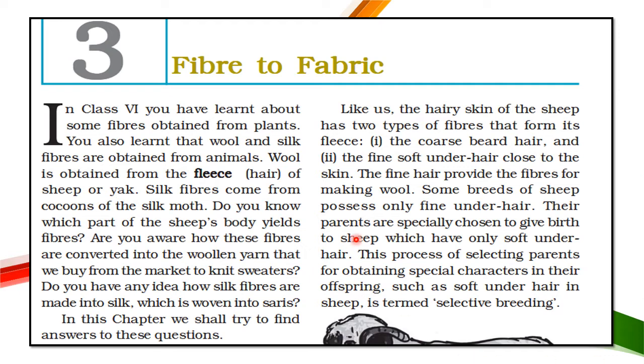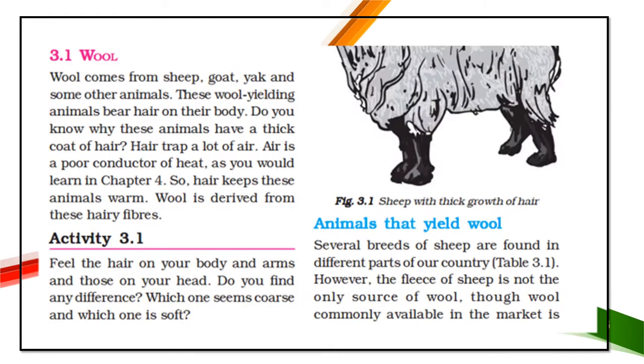Please underline, this question is very important. This process of selecting parents for obtaining special characters in their offspring, such as soft under hair in sheep, is termed selective breeding. Underline, very important, can be asked for 2 marks. Several breeds of sheep are found in different parts of India.